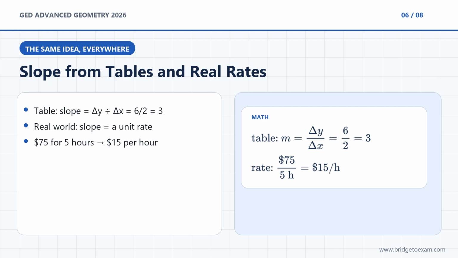Slope is not only for graphs. In a table, slope is still the change in y divided by the change in x. If x goes up by 2 each time, while y goes up by 6, the slope is 6 over 2, which is 3. And in the real world, slope is just a rate. If a worker earns $75 for 5 hours, the slope is 75 divided by 5, which is $15 per hour.